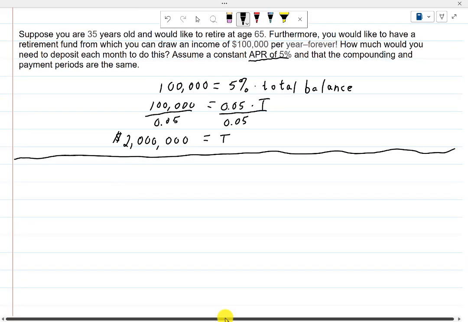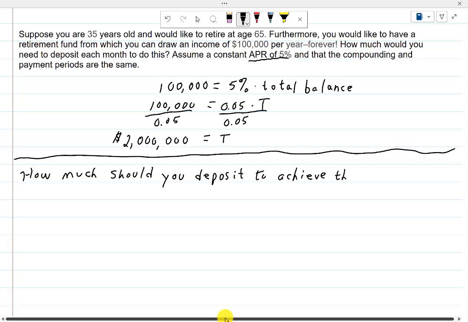In addition, let me ask this: how much should you deposit to achieve that goal? So I want to get my $2 million. And in fact, I'm going to put a little thing in here. I'm going to deposit each month. So then my n is going to be 12. So let's see what we have then.